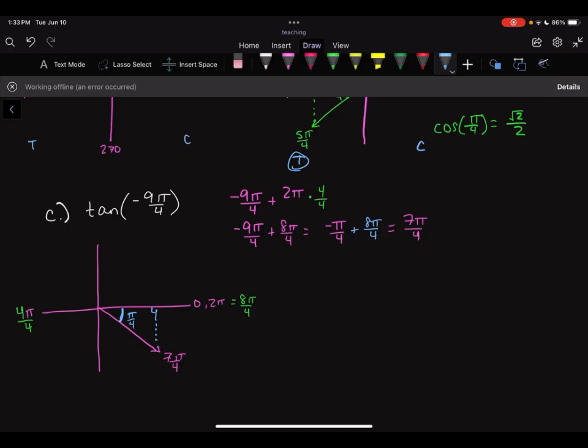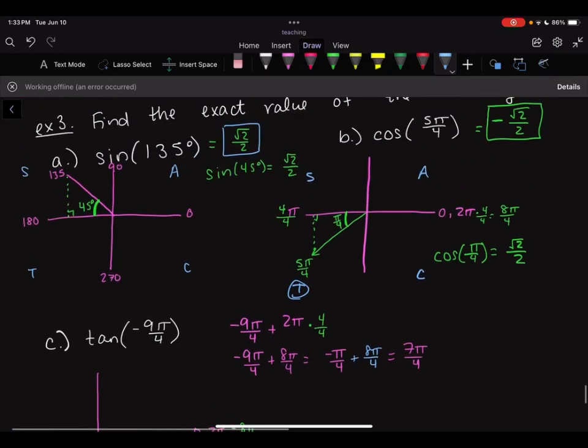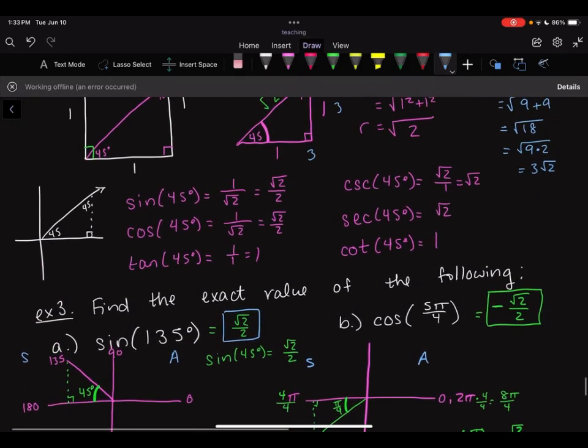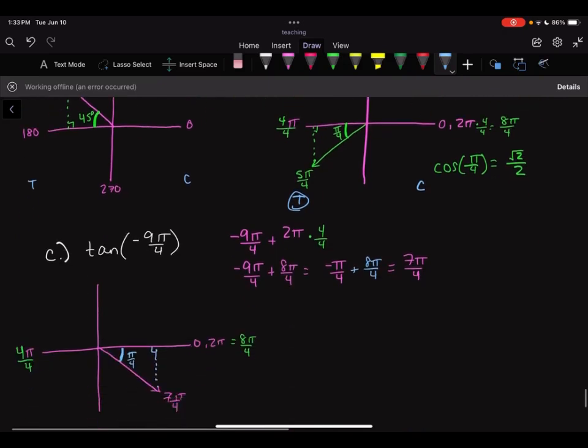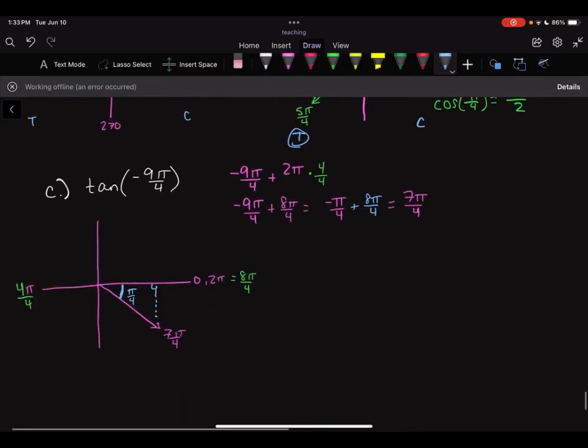So what this tells me is when I think about tangent of negative 9 pi over 4, which is also the same as tangent of 7 pi over 4, it's going to have the same value as tangent of pi over 4. So that's when I'd come back up to these relationships and I'd say, okay, tangent of 45 degrees or tangent of pi over 4 is equal to 1. So I know that tangent of negative 9 pi over 4 is also equal to 1.